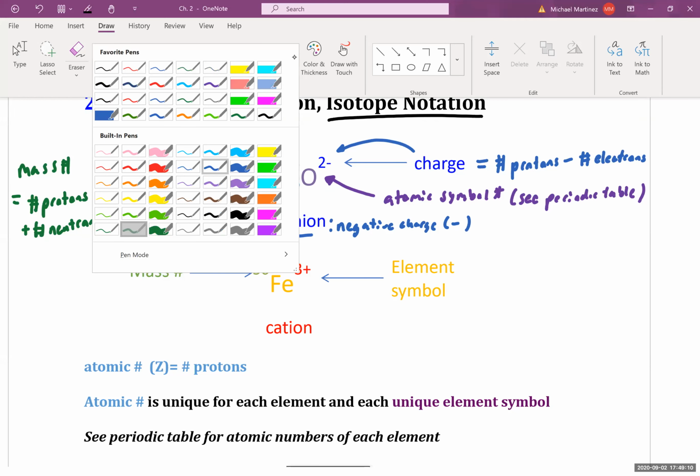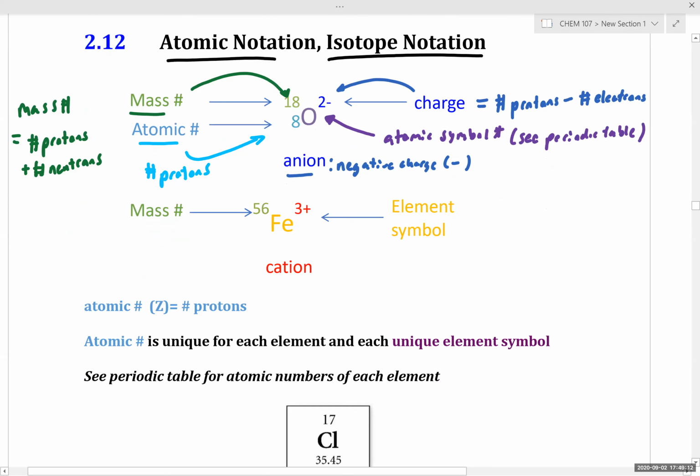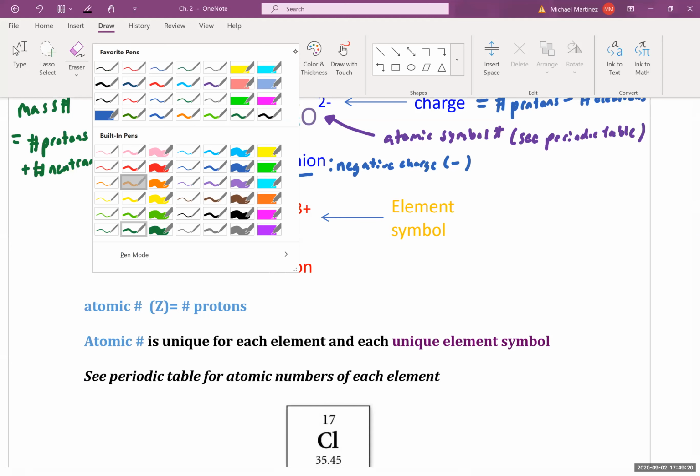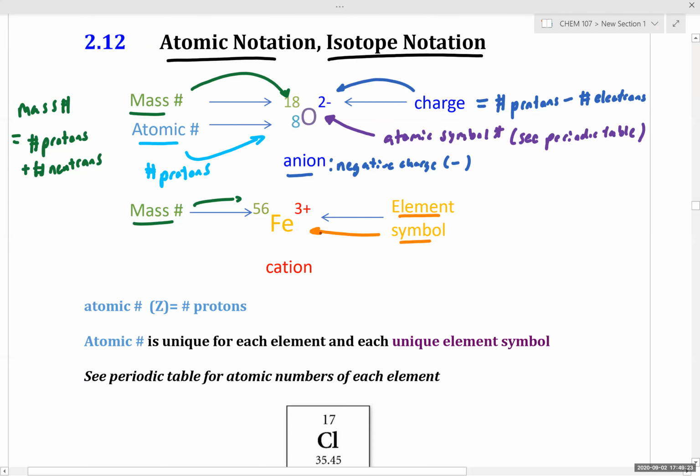Now, in some cases for isotope notation, you're only given the mass number and the element symbol. But don't worry, there's a trick. Because the element symbol allows you to find the atomic number in the periodic table. So we have a method to look up our atomic number from the element symbol.